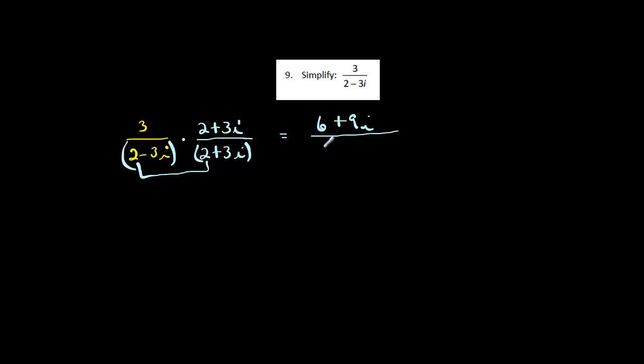Number 9. So I have an i in the denominator. Can't have that. So what we have to do is rationalize it. We do that by multiplying the top and bottom by the conjugate of the bottom. So 3 times 2 plus 3i is going to be 3 times 2, and then 3 times 3i. Down here we have conjugates, so I'm just going to multiply the F and then the L in FOIL. Negative 3i times positive 3i is negative 9i squared, which is positive 9. So it's going to be 6 plus 9i all over 13.